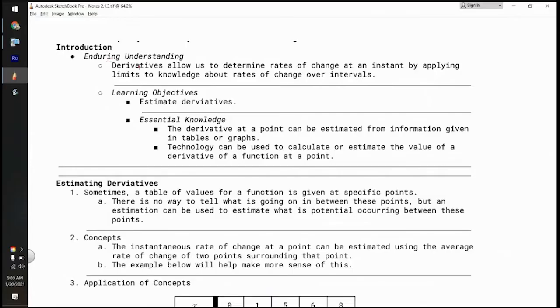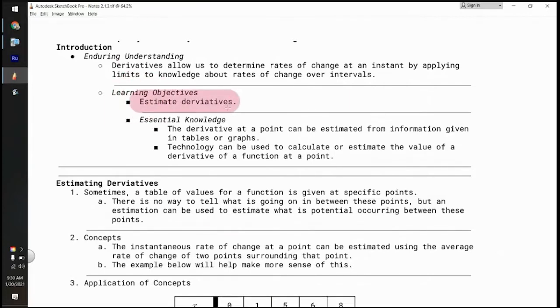So it says enduring understanding: derivatives allow us to determine rates of change at an instance. I've talked about that a bunch. If that's one thing you're going to remember in the next 10 years about calculus, it's that the derivative is the instantaneous rate of change at a point. By applying limits, I've talked about that as well, the knowledge of rates of change over intervals.